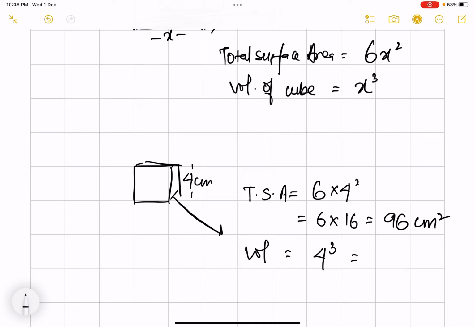4 cube is how much? It's 64 centimeter cube. Sometimes we write centimeter cube, sometimes we also write cc. It's the same thing, centimeter cube.